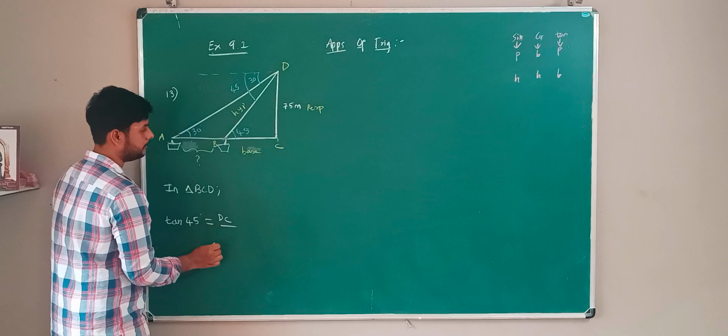AB plus 75 will go here. AB plus 75 into 1, AB plus 75 is equal to 75 root 3. 75 will send that there. AB is equal to 75 root 3 minus 75. AB is equal to 75 of root 3 minus 1 meters. This is the distance between the two ships. Any doubts? Yes. Easy? Yes.